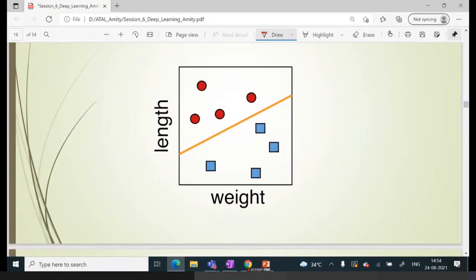So based on length and weight you can do this kind of classification. So let's say the red circles correspond to, let's say, bananas, and these blue squares correspond to, let's say, grapes, right? And then we are trying to classify them.